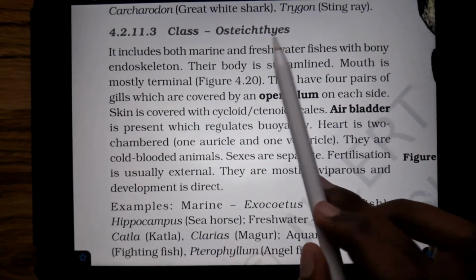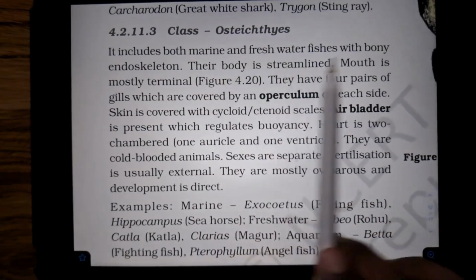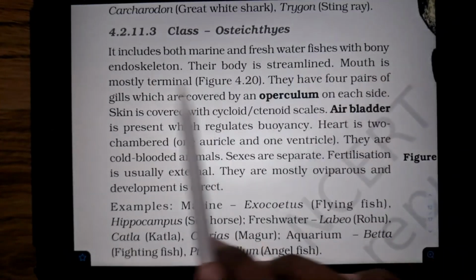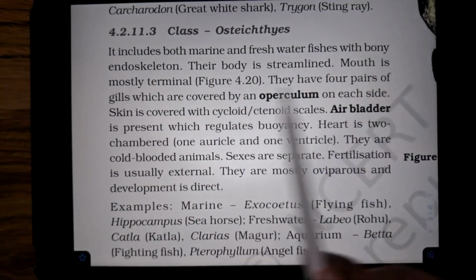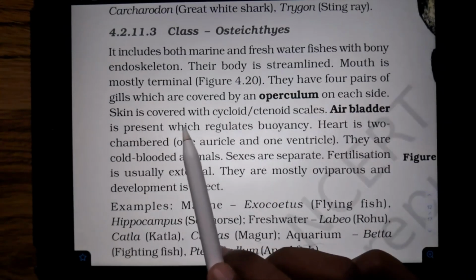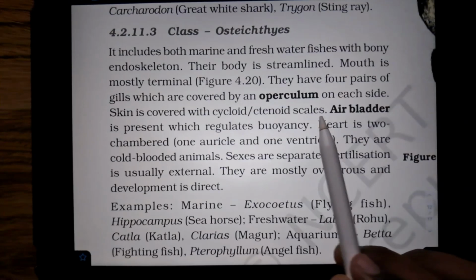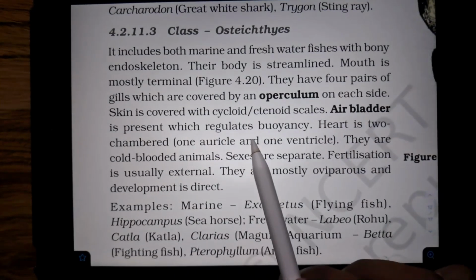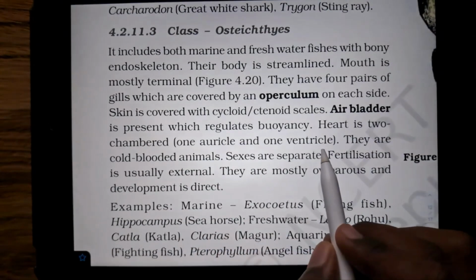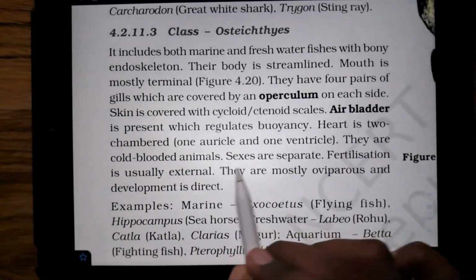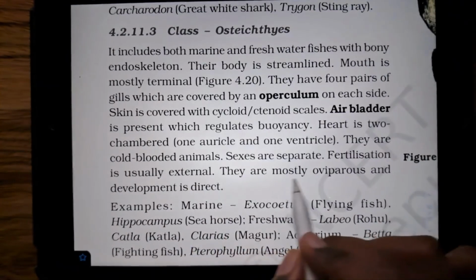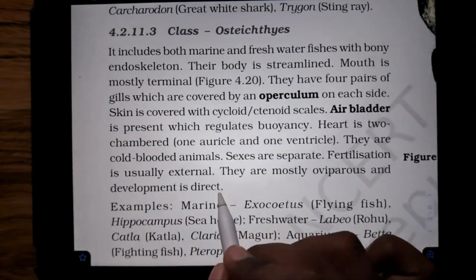Class Osteichthyes. It includes both marine and freshwater fishes with a bony endoskeleton. Their body is streamlined. Mouth is mostly terminal. They have four pairs of gill slits which are covered by an operculum on each side. Skin is covered with cycloid or ctenoid scales. Air bladder is present which regulates buoyancy. Heart is two-chambered, one auricle and one ventricle. They are cold-blooded animals. Sexes are separate. Fertilization is usually external. They are mostly oviparous and development is direct.